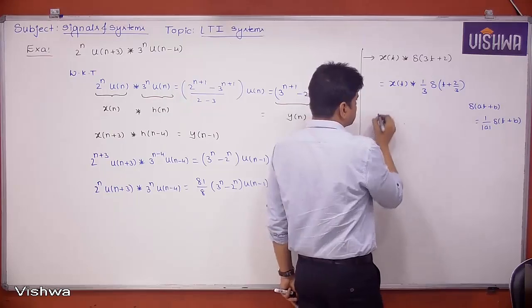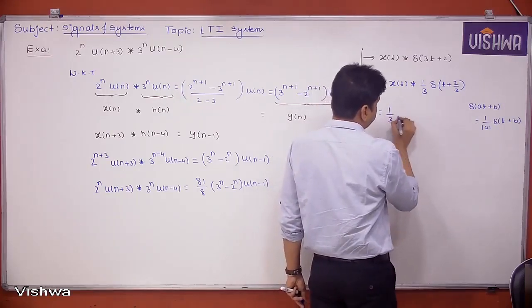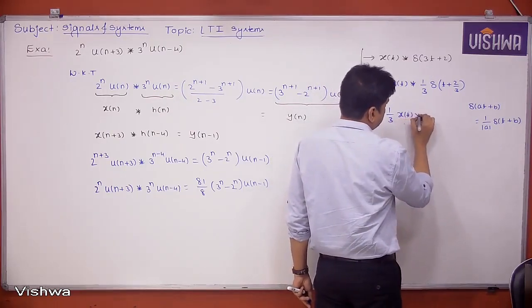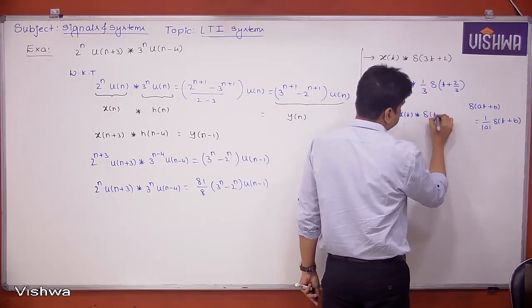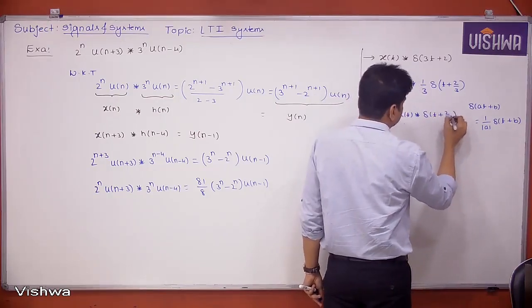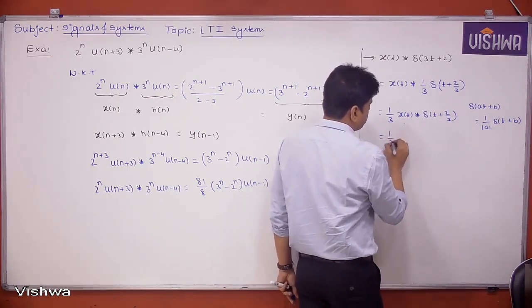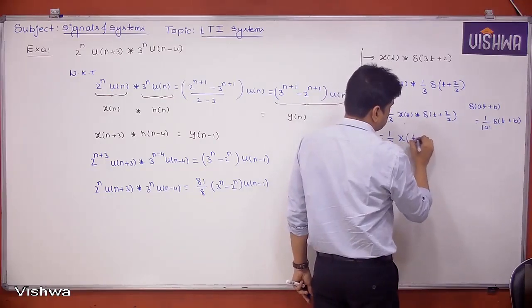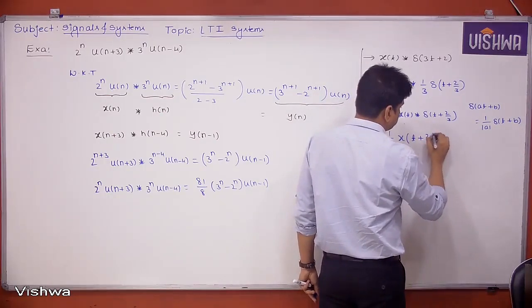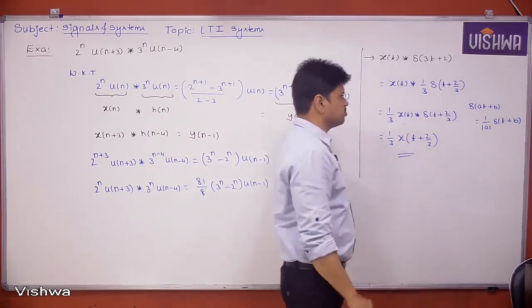If I write it like this, I can take 1/3 out: x(t) convolution with delta(t + 2/3). This is what we know. So this is going to be 1/3 x(t + 2/3). This is the final answer. Okay, take it.